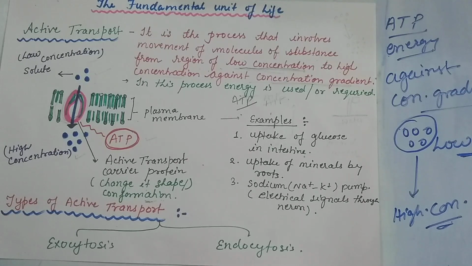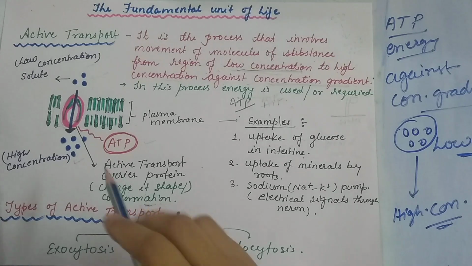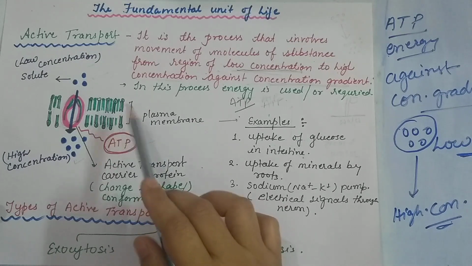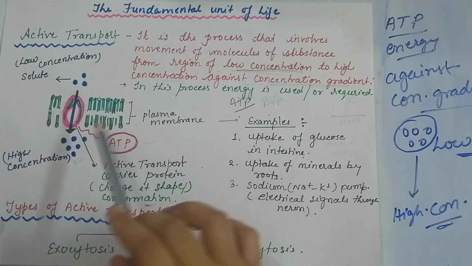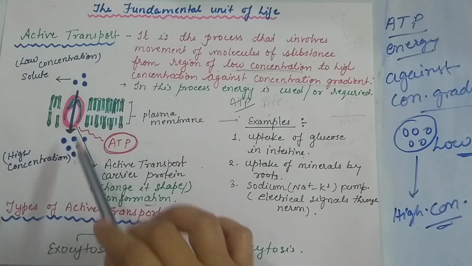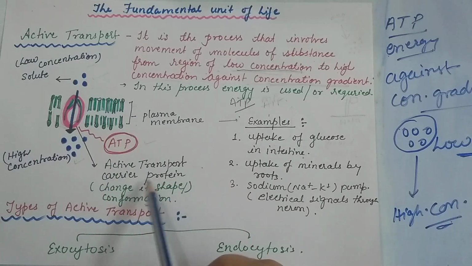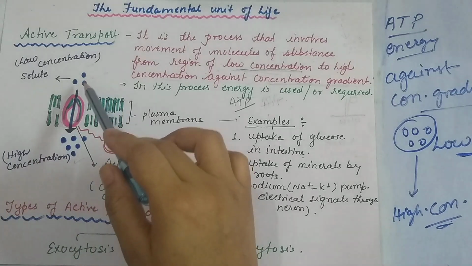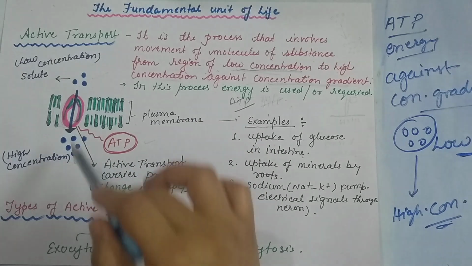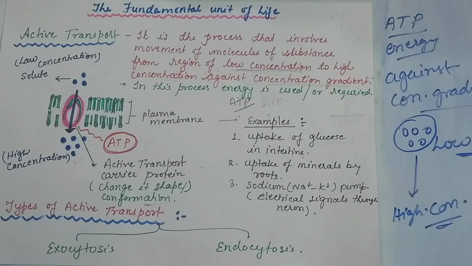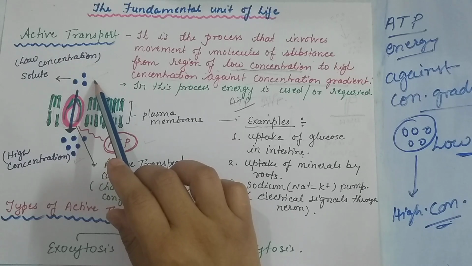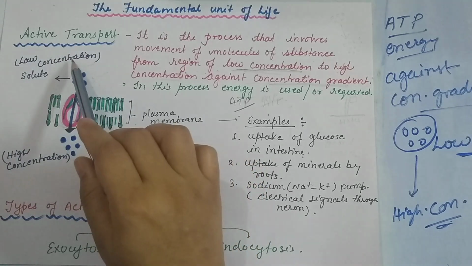So let's take an illustration of this. Here this is the plasma membrane. We know that the plasma membrane is present in a bilayer form. This pink color is the carrier protein. This protein changes its shape and carries the solute from the outer to the inner part, or from the inner to the outer part, of the cell. In active transport, here you will find there is a small number of solute, so the concentration level is low.